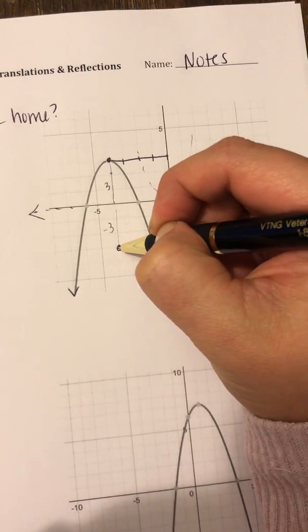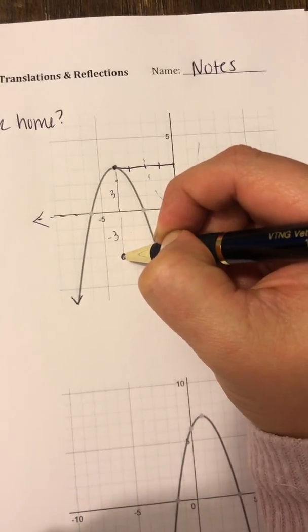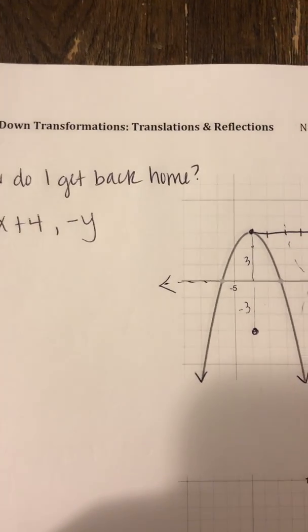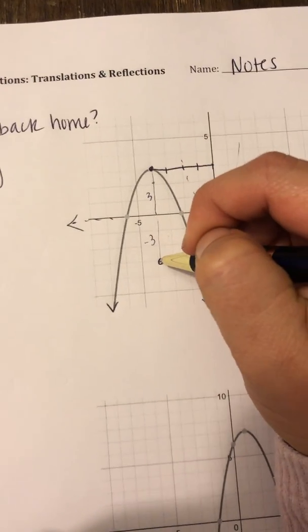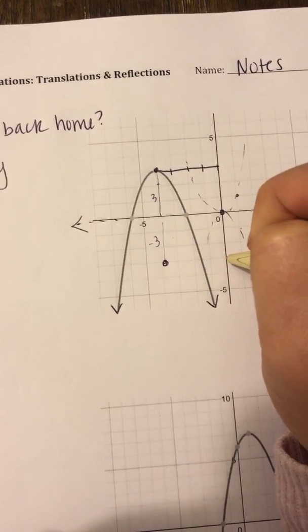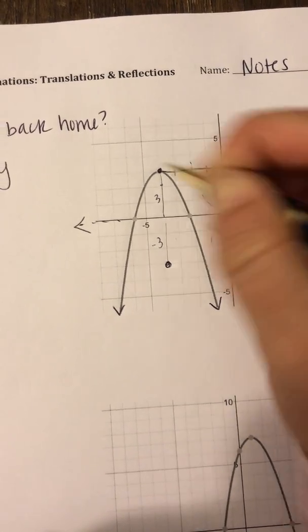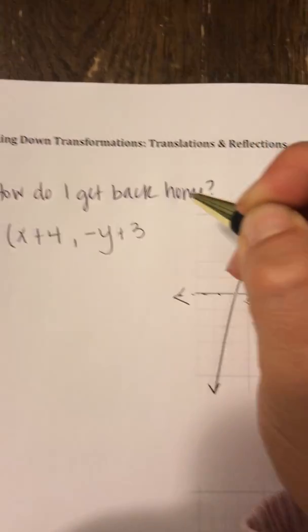Okay, so now I'm really trying to get home from here. I know that I have a negative y because that's what flips the function. But then how do I get back home? Well, to get back home, I already said we add 4, right? But then we have to go up 3. Okay, so I add 3.